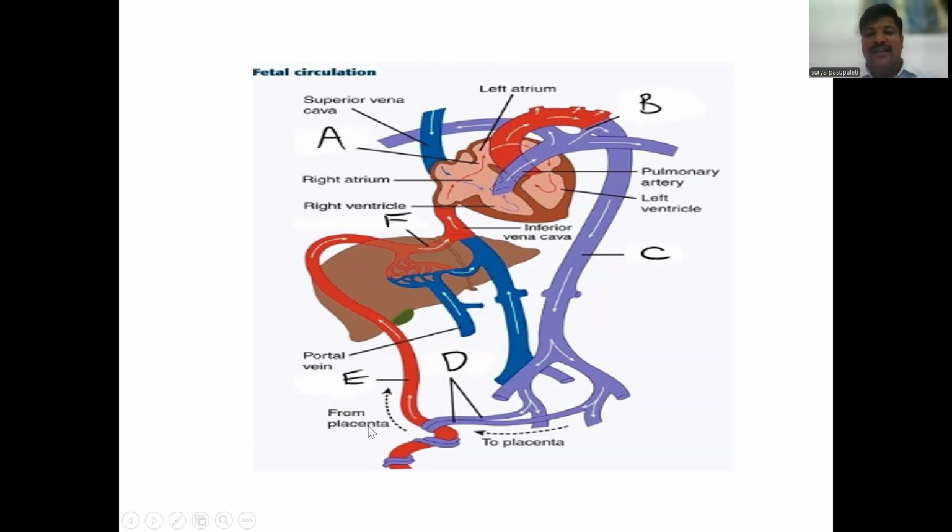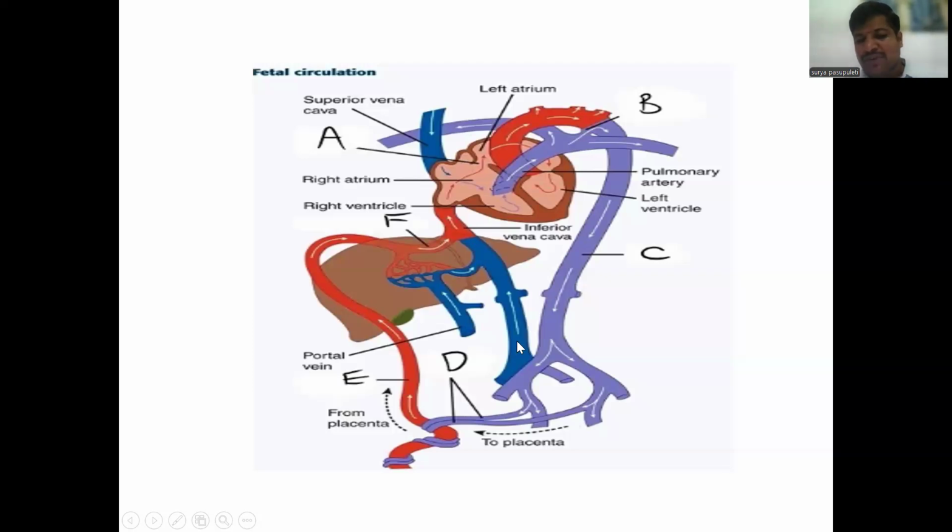In the placenta, the oxygenated blood is carried by the umbilical vein through the umbilicus, and it goes towards the liver. At the liver, it bifurcates into 2 parts. One part, the right part, mixes with the portal circulation and later drains into the inferior vena cava. The other part drains directly into the inferior vena cava through the ductus venosus.